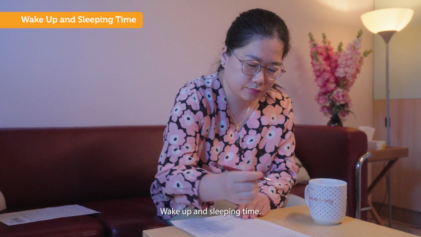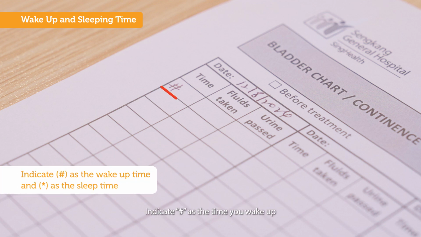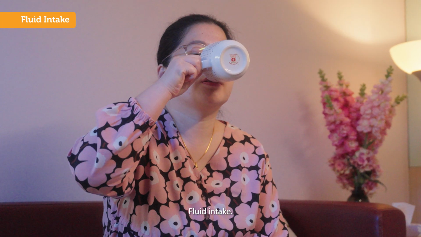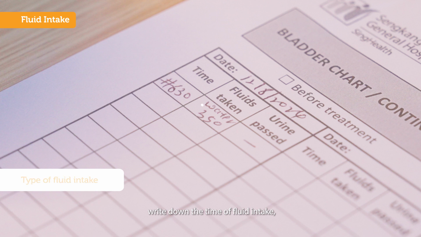Wake up and sleeping time. Begin writing your diary when you wake up each day. Indicate the hash sign as the time you wake up and indicate the star sign as the time you go to sleep.